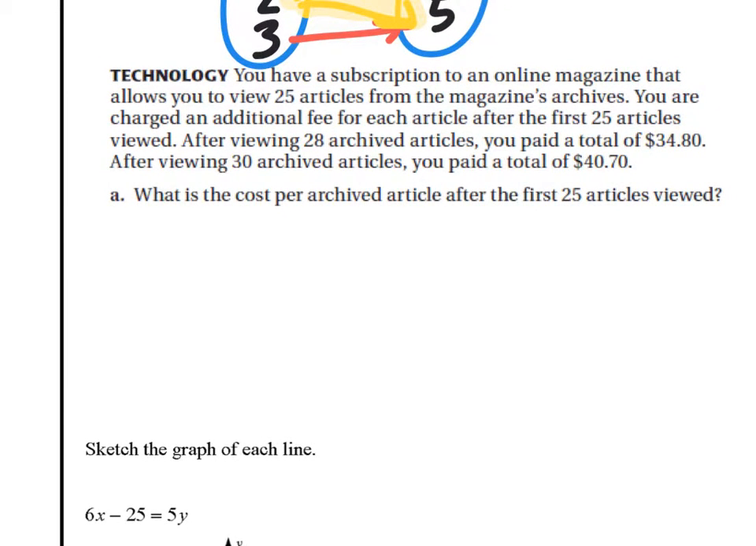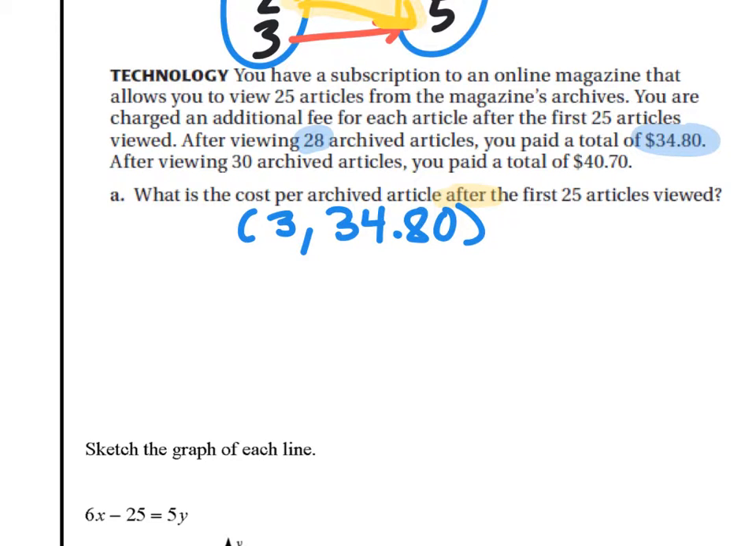This is talking about what is the cost per archived article after, and so we're going to focus on after the 25. So the first point we're going to make is with 28 and $34.80. Now, 28 is 3 articles after 25, and so that point is going to be 3, $34.80.